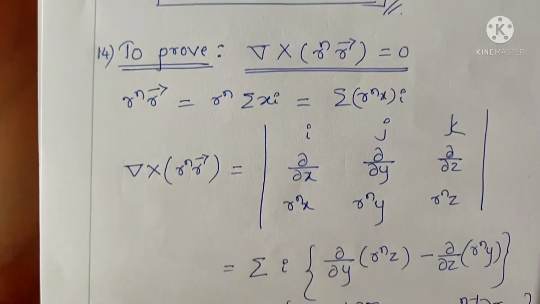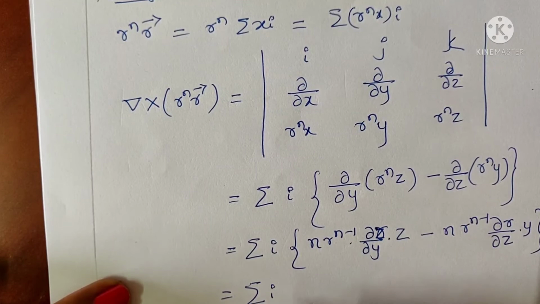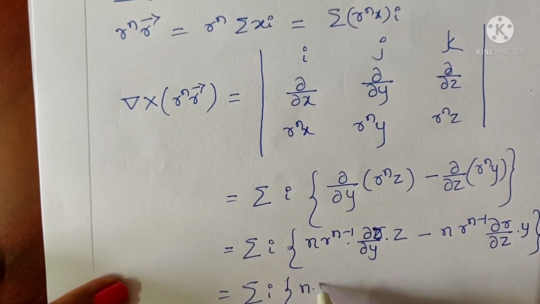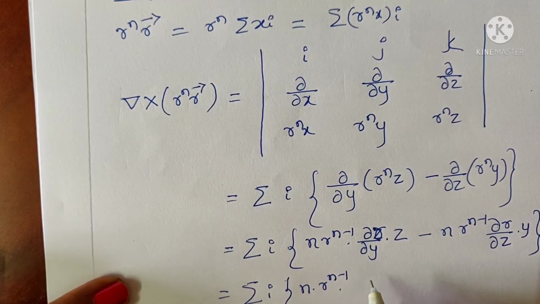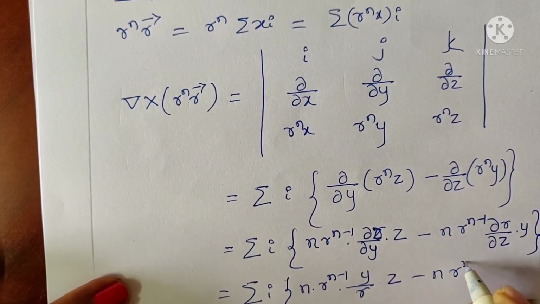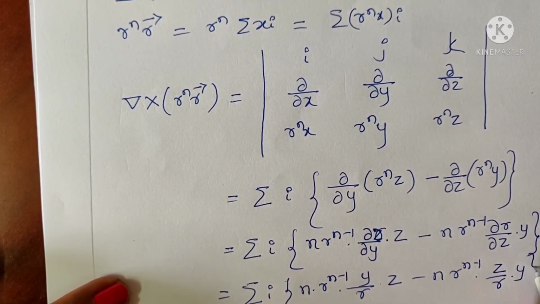So this is equal to summation of i, here it is n into r raised to n minus 1. Dou r by dou y is what? Dou r by dou y is y by r into z, minus n into r raised to n minus 1, it is z by r into y.